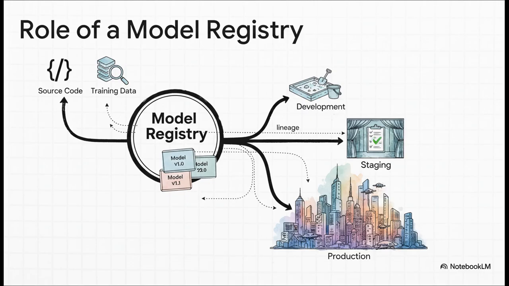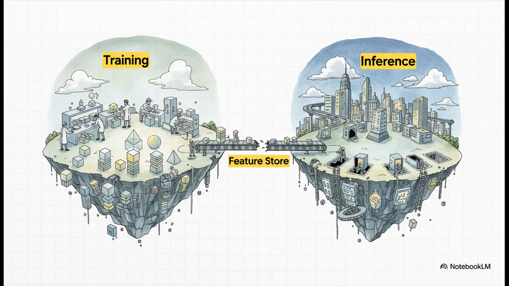A registry tracks its entire history, what data was it trained on, what code produced it, and its current stage, whether that's development, testing, or live in production. This brings some much-needed control and auditability to your whole deployment process. Now for our third practice, feature stores.